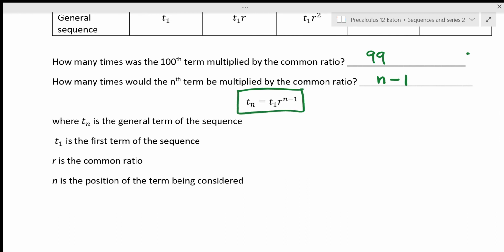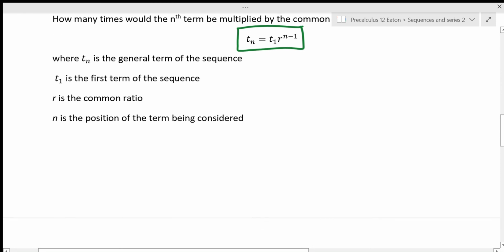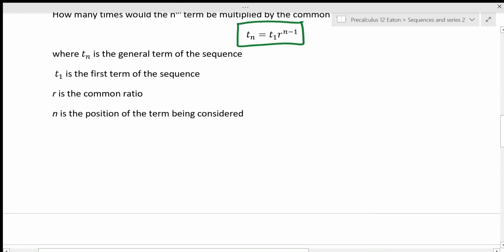So this is our formula for finding the nth term of a geometric sequence. T sub n is equal to T1, our first term, times the common ratio to the power of n minus 1. Now, there's one thing that gets a little picky about this where we have to think about order of operations. So we've got our general term, first term, common ratio, and position, just the same as arithmetic sequences. The only difference is we're using an R instead of a D.